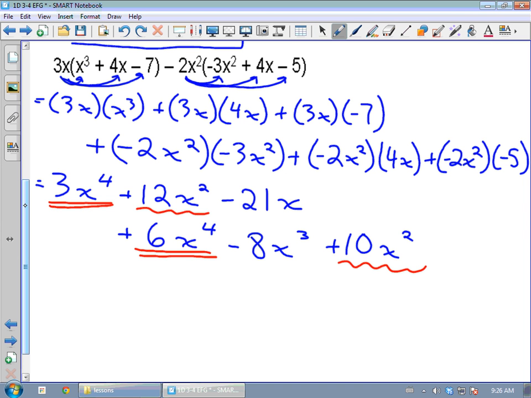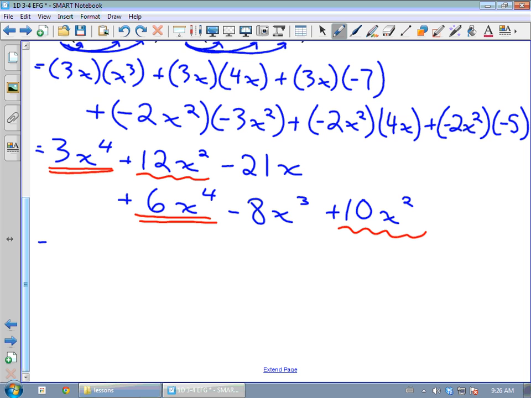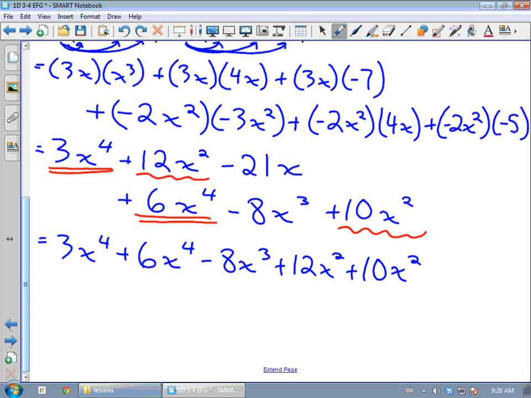Now, when we're working with polynomials, what we usually try to do is write the biggest exponents first and go in order from the biggest to the smallest. So our biggest one here is x to the power of 4. So I'm going to write my x to the power of 4 terms first. 3x to the power of 4 plus 6x to the power of 4. My next highest power is x cubed. So next I'm going to have my 8x cubed. Then I'm going to have my 12x squared and my 10x squared. And finally, my minus 21x.